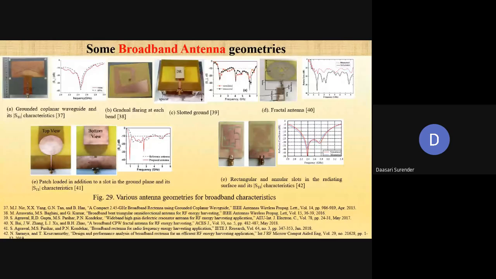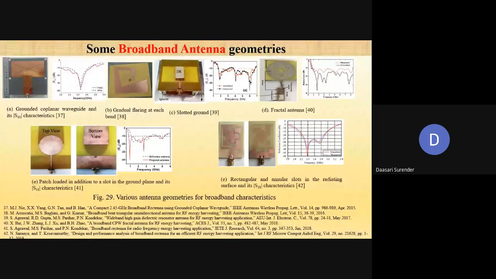Next, broadband antennas. In a broadband antenna, the antenna can receive energy from multiple sources present within the band of frequencies. Here the various approaches of broadband rectenna antenna configurations are: first, the grounded coplanar waveguide technique, and then flaring at each end. By flaring at each end, the bandwidth of the antenna is increased.